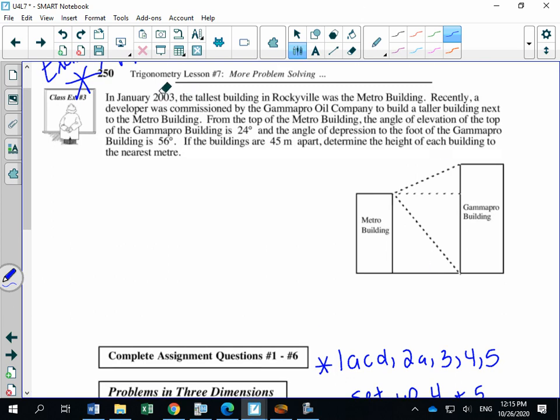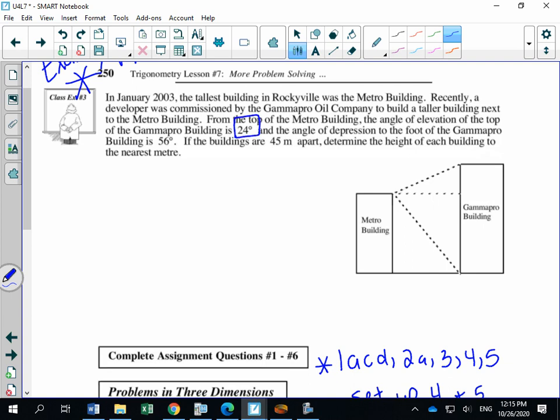In 2003, doesn't really matter, the tallest building in Rockyville was the Metro building. So this was the tallest building. And then later on, a developer came in, built the Gampero building, and it was taller. So who cares? We don't need to know that information. From the top of the Metro building, the angle of elevation to the top of the Gampero building is 24 degrees.